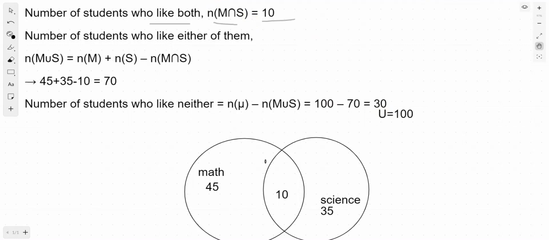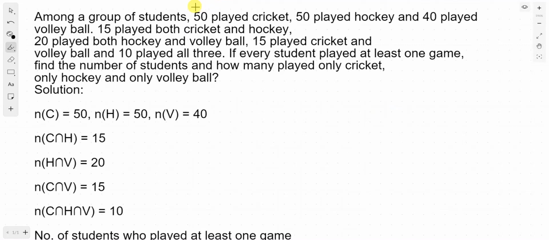Moving on to the next question. Among a group of students, 50 played cricket, 50 played hockey and 40 played volleyball. 15 played both cricket and hockey, 20 played both hockey and volleyball, while 15 played cricket and volleyball, and 10 played all the three. If every student played at least one game, find the number of students and find how many played only cricket, only hockey, and only volleyball.